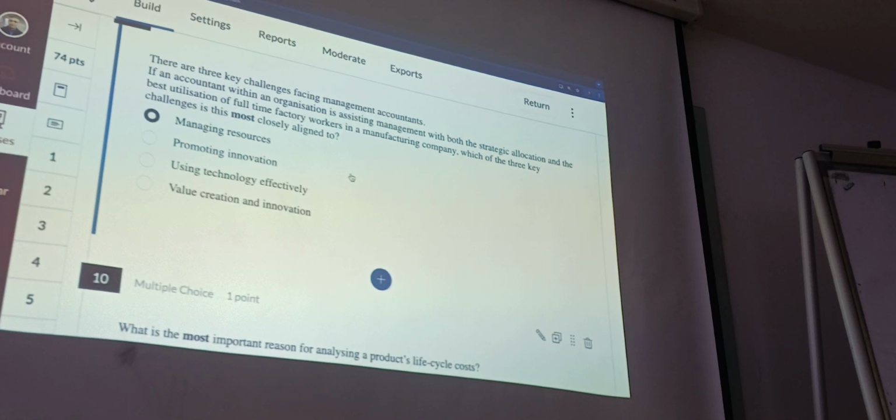Do you know where this is coming from? Module 1? So which is it?